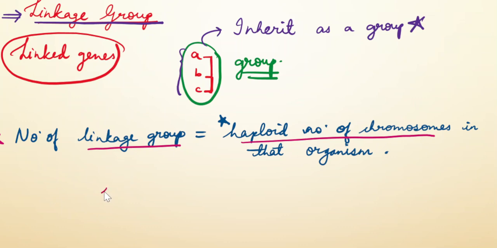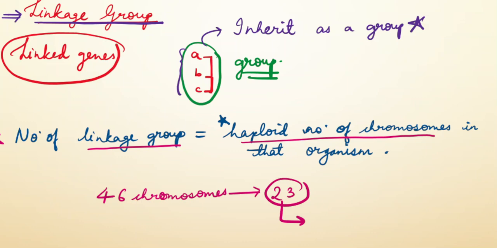Now suppose in humans there are 46 chromosomes as a whole, that is 23 pairs of chromosomes. So the haploid number will be 23. So we will say that in humans there are 23 linkage groups. It is always the haploid number of that particular organism.